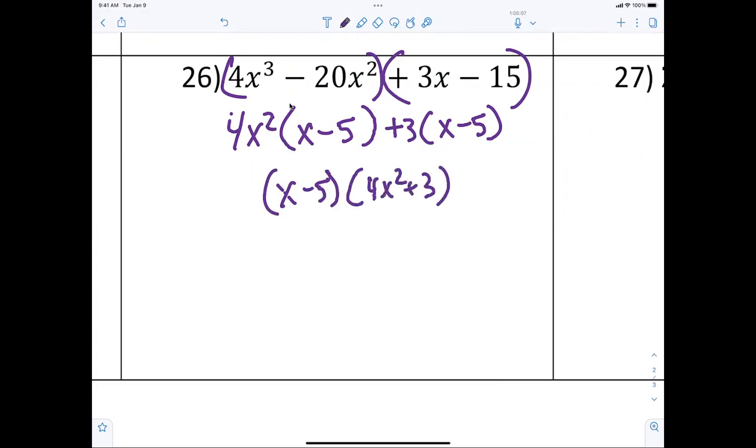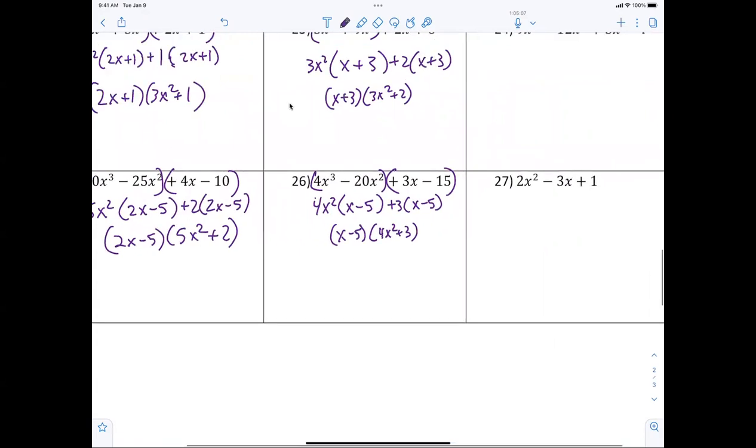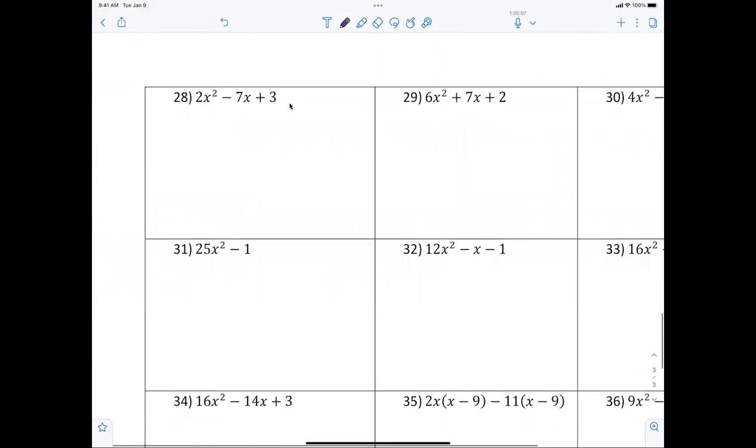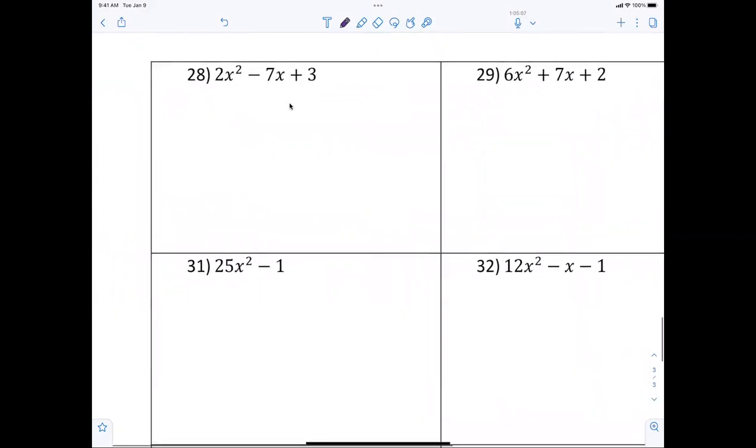I also think 24 is not. Okay, thank you. It's not. Definitely not, because you can't get x minus 4 on both. Okay, 28. Here we go, guys. We're going down the page on 28.